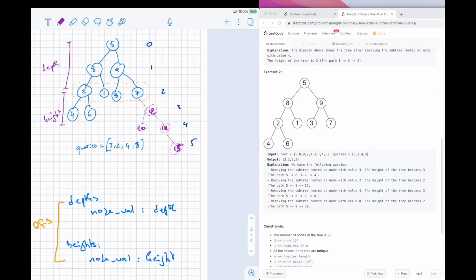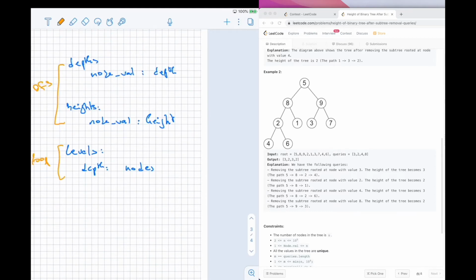So if we have this, then for level 2, what we need to keep track of is just 2 and 7, because for each query we'll remove only one element. If we remove 2, then the highest height is the one at 7, so we grab the height of that plus the depth. If we remove 7, then the highest height is 2, so we grab the height of 2. If we remove 3, then the highest height is 7, so we grab the height of 7. If we remove 1, then the highest height is the one of 7, and we remove that. So we only need to keep track of the 2 highest heights from a level.